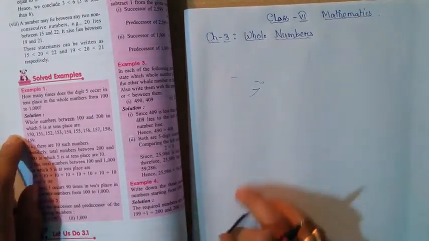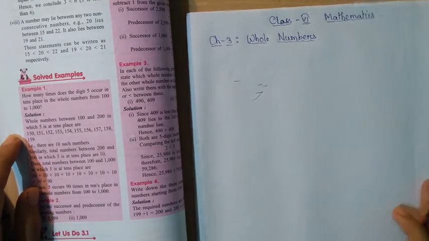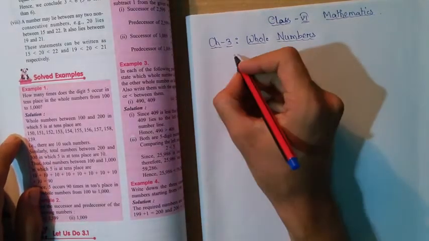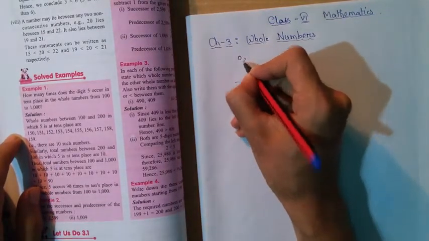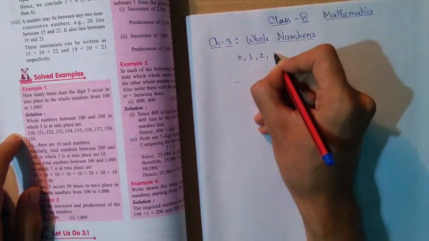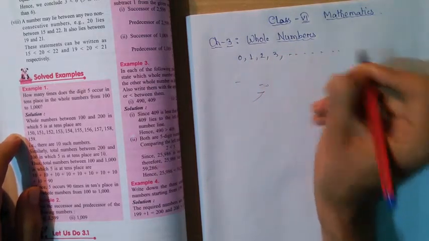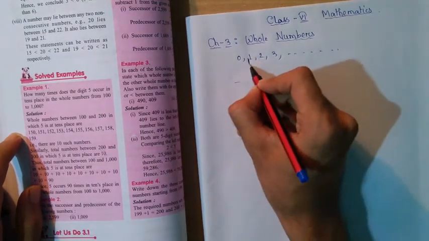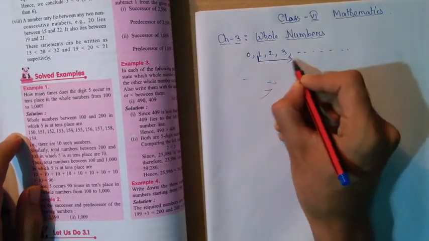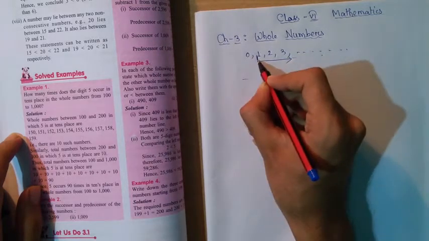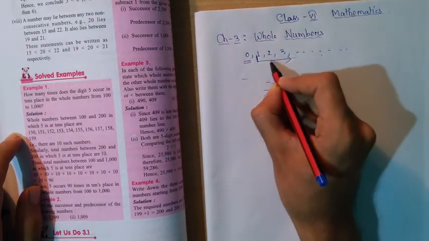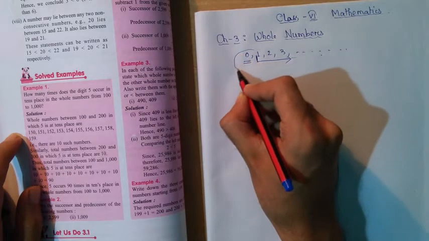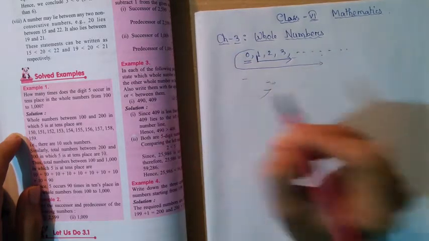So at first we have to know what is a whole number. The numbers starting from 0, then 1, 2, 3 and so on, are called whole numbers. From 1 onward, these are natural numbers, and if we include this 0 with the natural numbers, then as a whole it becomes the whole numbers.